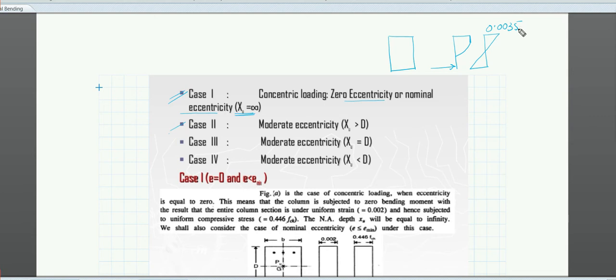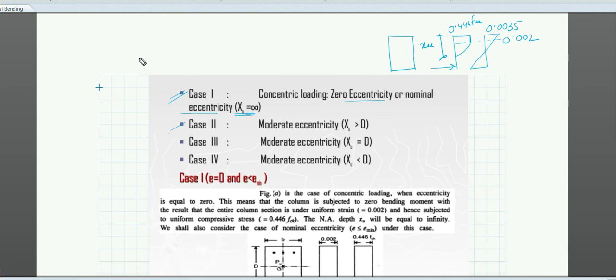It is the maximum allowable strain, and at the rectangular portion we have a strain of 0.002. Probably you remember, the maximum stress here is 0.446 fck, and the neutral axis depth is represented by xu. So everything that we are going to use today.